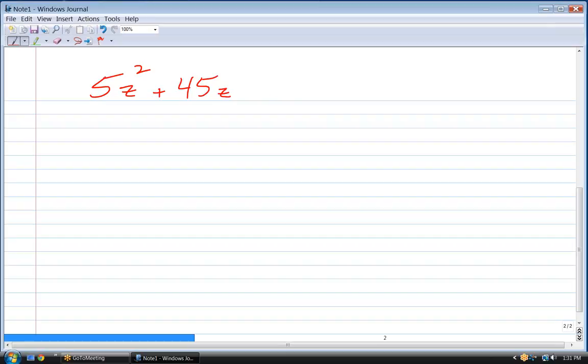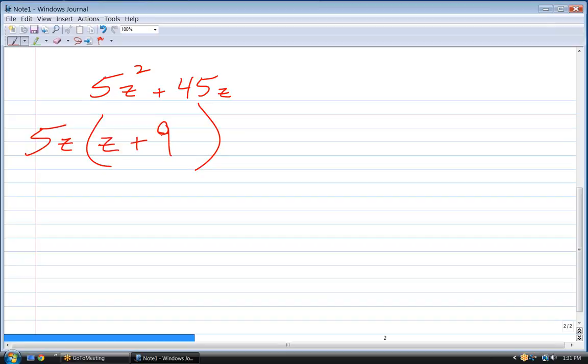The very first thing you do is see if you can find a greatest common factor. What's the largest entity that divides into both evenly? 5z. And after you divide 5z into each of those quantities, what are you left with? This one would be z, and that would be 9.